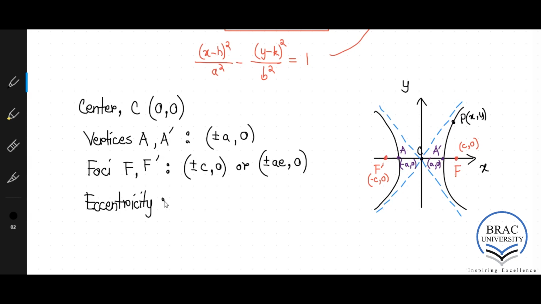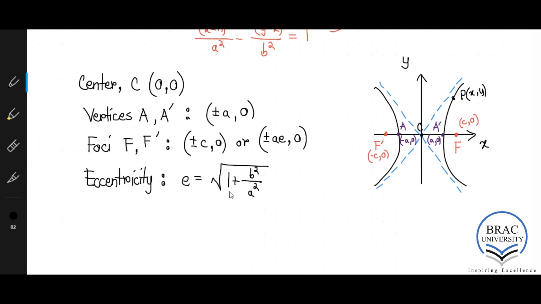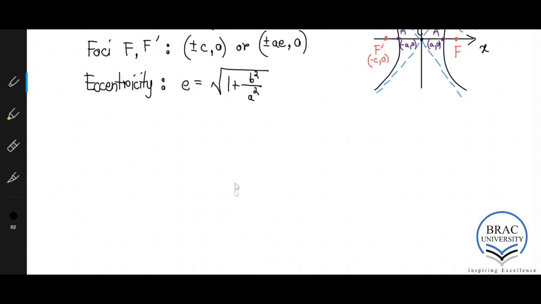The definition is as before. We have E is equal to square root of 1 plus b squared over a squared. This is just different in the sign. This is 1 plus b squared over a squared, since it must be greater. And in ellipse, we studied that it was 1 minus b squared over a squared. So now we will be defining the other quantities in terms of the eccentricity.